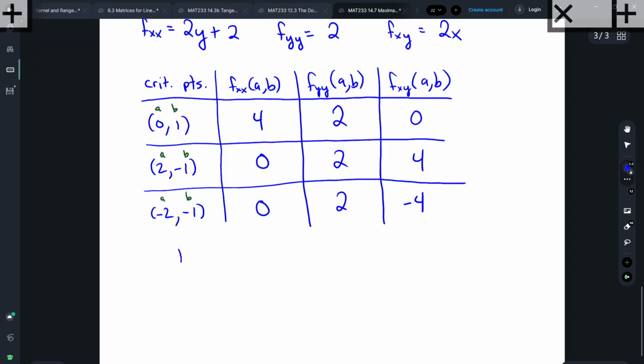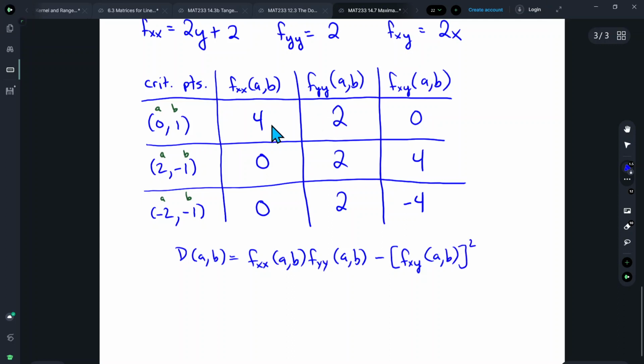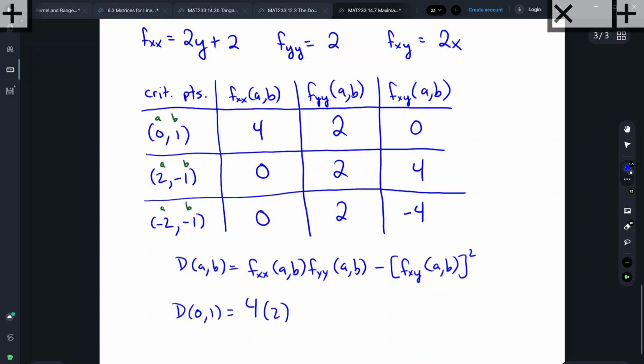So you can see how the calculation is going to proceed. It's fxx times fyy minus fxy squared. So basically it's just this times this minus this squared. So D of 0, 1 is this times this minus this number squared. So this, I get 8.